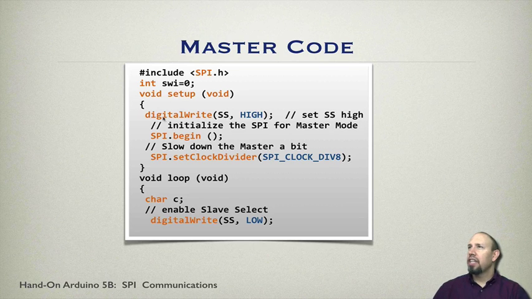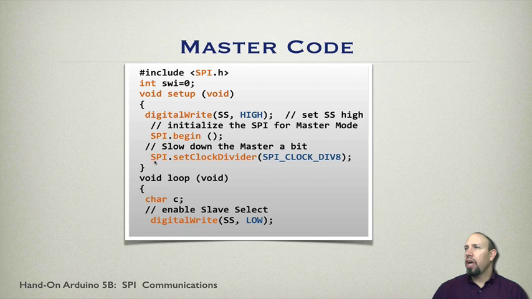We first set the digital write high, the slave select high. So that means we're not communicating. We want it clear that we're not starting communications yet. Then we do an SPI begin, and what that does is a number of things. One of the things it does is set the data directions for your MOSI, the master out slave in, and master in slave out. It sets the directions for those up properly.